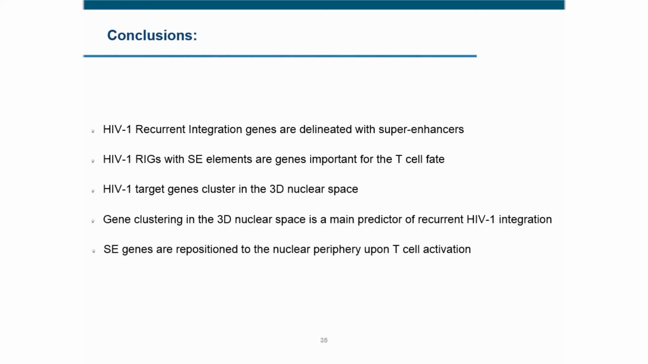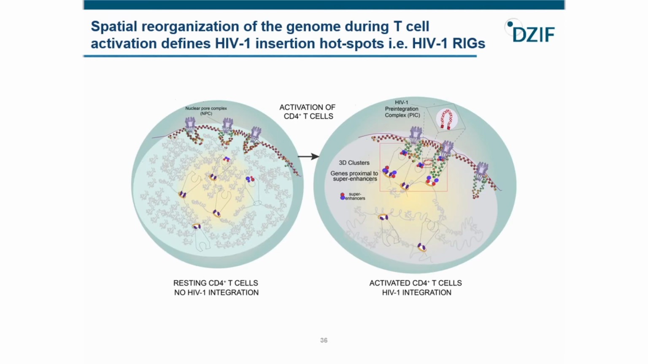And to add this, I will just show you here the conclusions, but I will actually skip them and show you the model in which we propose that the reorganization of T cells during the activation process shapes the genome in such a way that some genes can be more efficiently targeted than the others. And especially these are genes that, due to the fact that they have super enhancers, are repositioned to the outer shells of the nucleus, where they interact with other active genes and create a sort of hubs of genes, most probably under the nuclear pore where HIV will integrate.